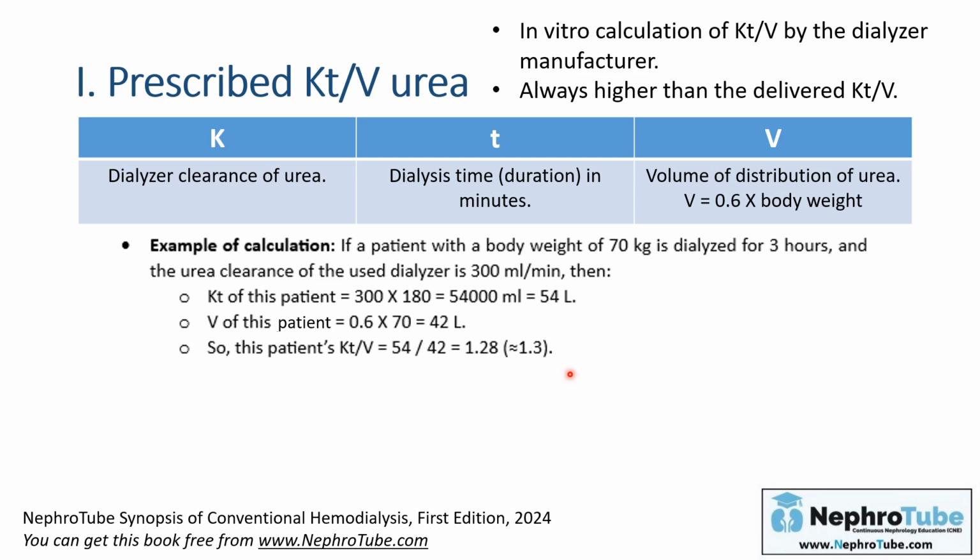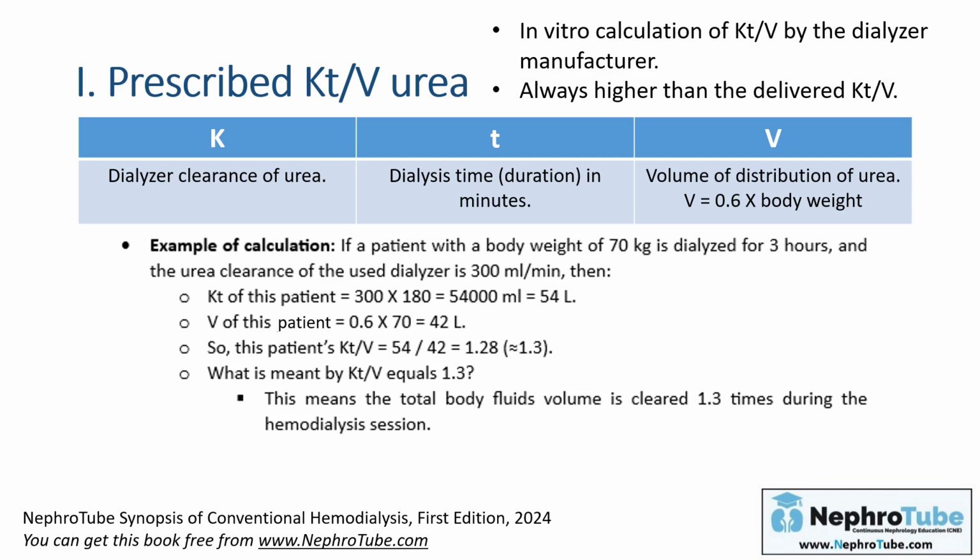So what is meant by Kt/V is 1.3? This means that the total body fluids is cleared within the dialysis session 1.3 times. And if the Kt/V is 1, this means that the total volume of body fluids is cleared only once during the hemodialysis session. If Kt/V is 2, this means that the total volume of body fluids is cleared twice during the hemodialysis session, and so on.